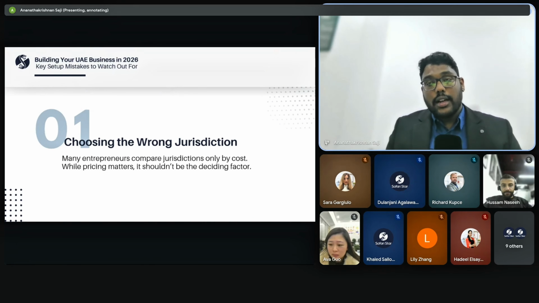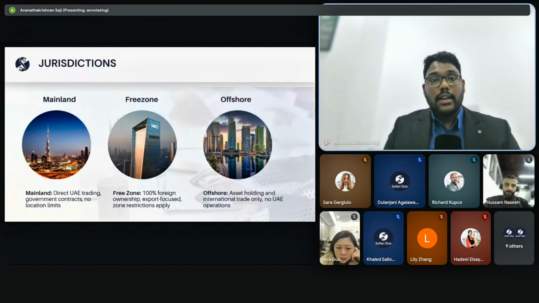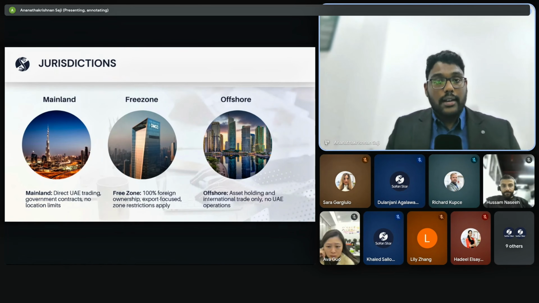Now let's say you are dealing with mainland customers. In that case, having a free zone license can be a hindrance. So there are three kinds of jurisdictions all over UAE: mainland, free zone, and offshore. Mainland means direct trading to the market, the UAE local market. And if you have a mainland license, you can create contracts with governments, and there are no location limits.